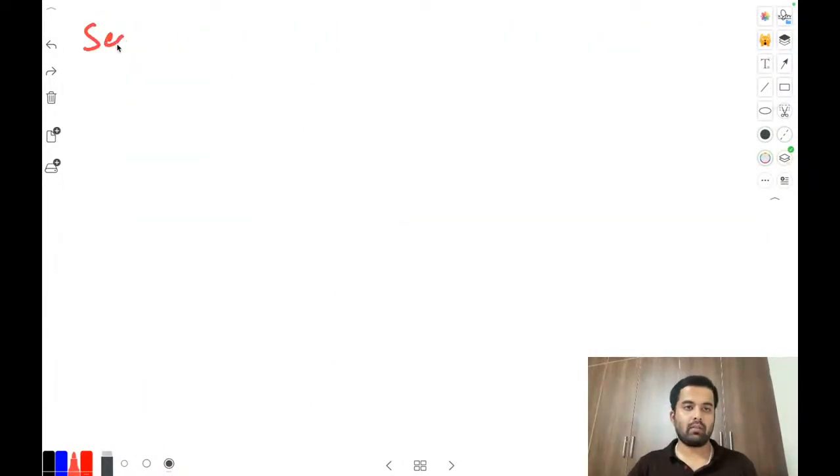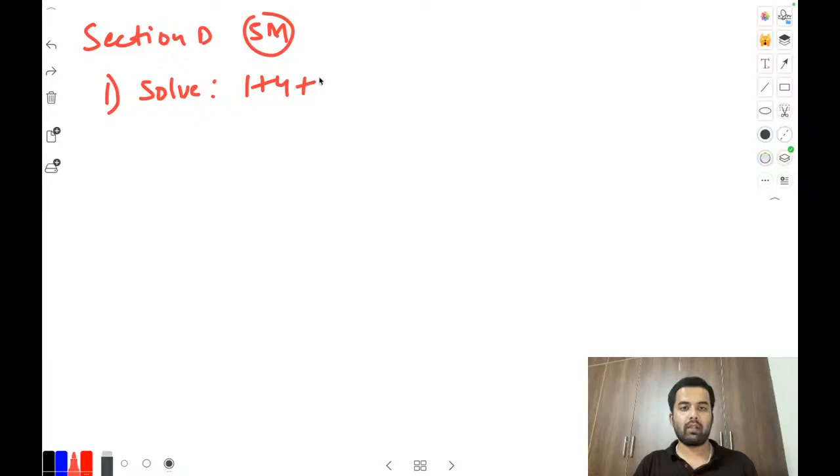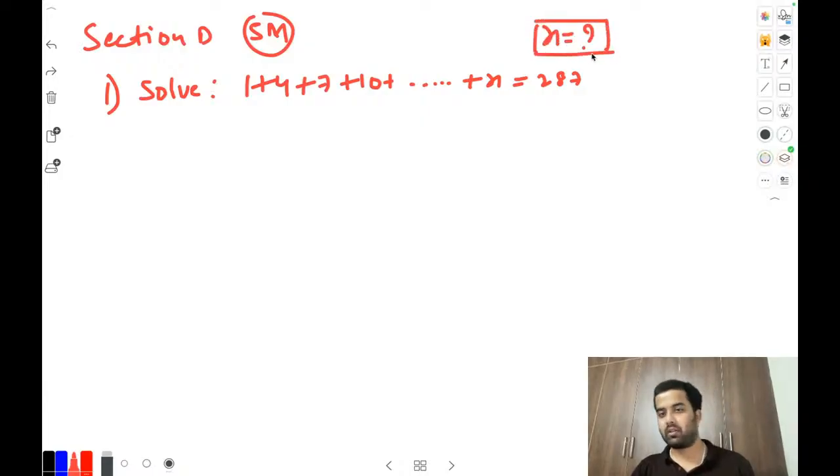Okay, section number D, which is of 5 marks, and let me write the same question which I kept by mistake. Solve. Question is 1 plus 4 plus 7 plus 10 plus dot dot dot plus x equal to 287. We have to figure out the x value. Think about it, boys and girls, what to do here to get the answer.